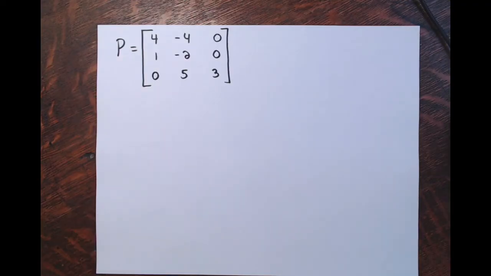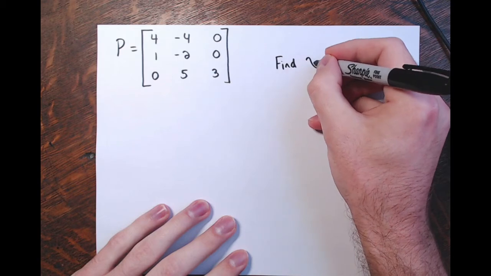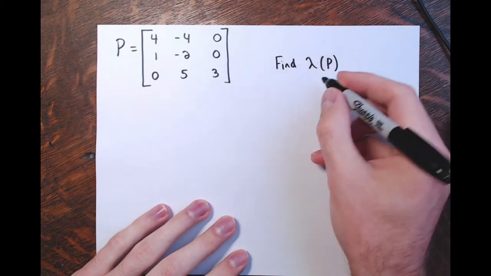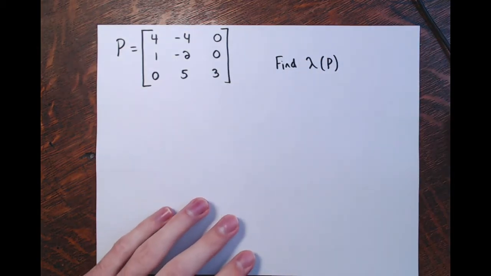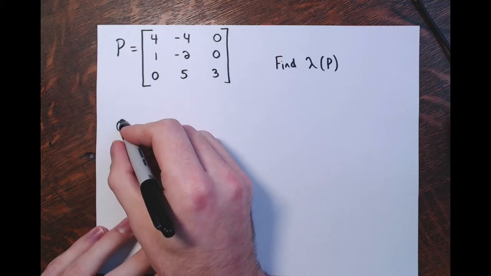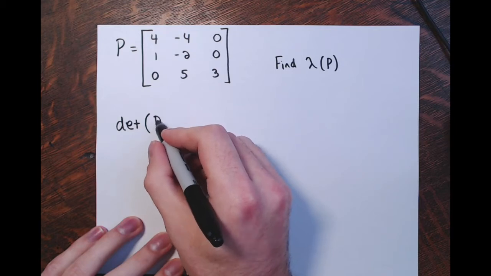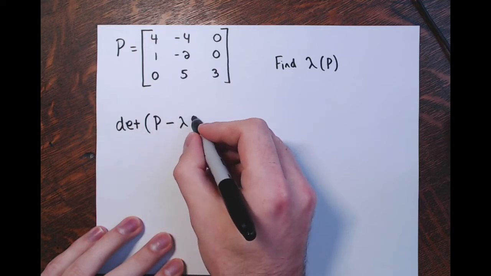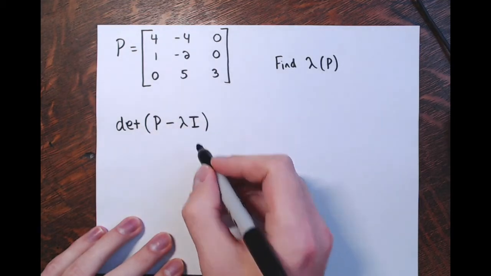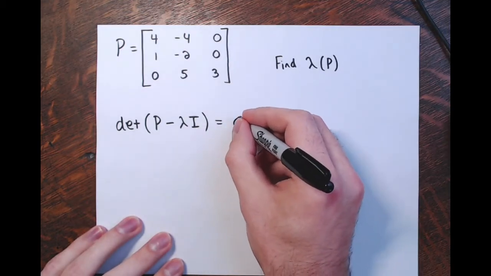Say I'm given this square matrix P here, a 3 by 3, and I am asked to find the spectrum of matrix P, lambda of P, the set of all the eigenvalues of P. So again, I set up this characteristic equation. When is the determinant of P minus lambda I, where I is now the 3 by 3 identity matrix, equal to 0?